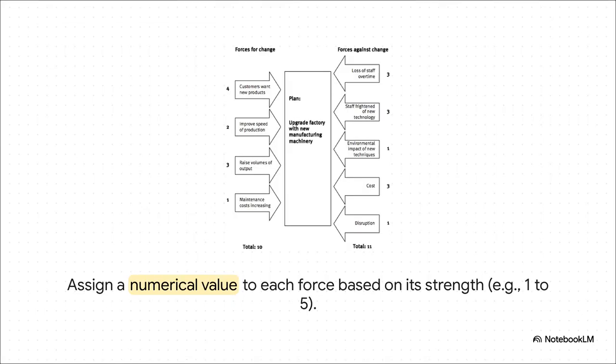Now, this next step is what takes this from just a simple pros and cons list and turns it into a powerful strategic tool. You assign a score to every single force, usually on a scale from 1 for pretty weak to 5 for really, really strong. This puts numbers to the battlefield and shows you which forces are the heavy hitters.